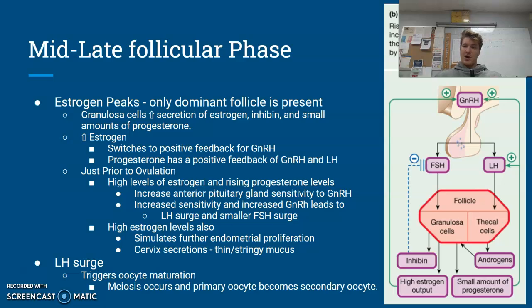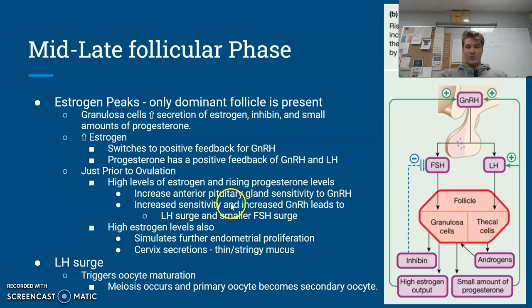Furthermore, we're going to see these small levels of progesterone having a positive feedback on luteinizing hormone. So we're going to see a peak in luteinizing hormone, and I'll talk about this peak or surge in just a second. But just prior to ovulation, we see the high levels of estrogen and progesterone. And with the high levels of estrogen and small levels of progesterone, we're going to see an increase in sensitivity to gonadotropin-releasing hormone by the anterior pituitary gland.